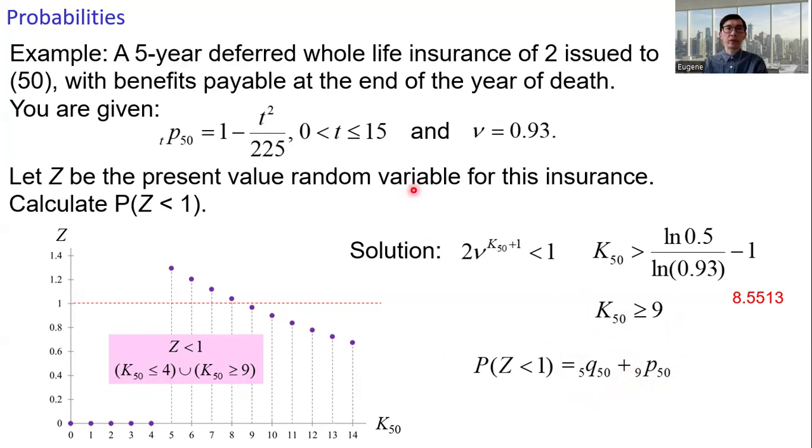And we get tp50 equal to this expression. And therefore, we get the probability that Z is less than 1, which is 0.7511.